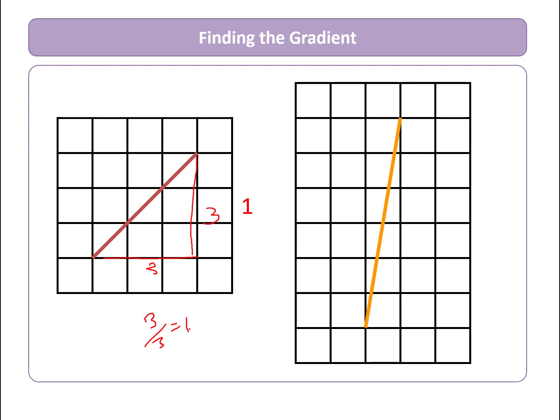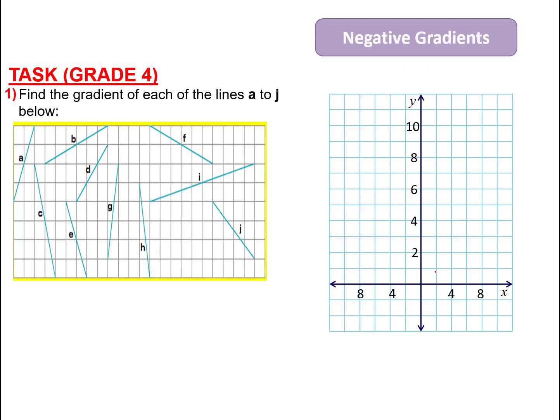Try this one yourself. And that will be 6, because can you see the 6 squares and 1 square across? 6 divided by 1 is 6. Now this is for you to try on your own. Can you find the gradients of all these points? Just pause the video, have a go.